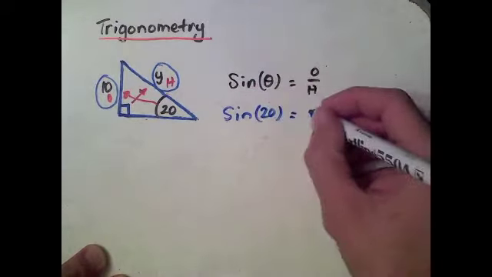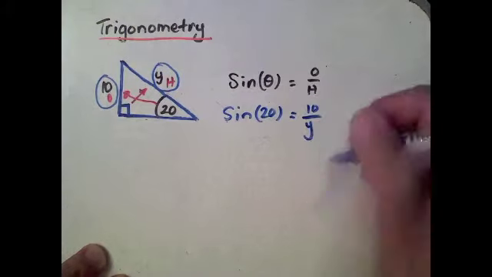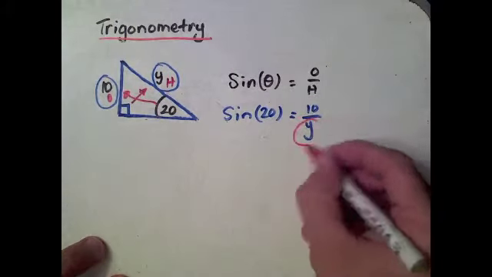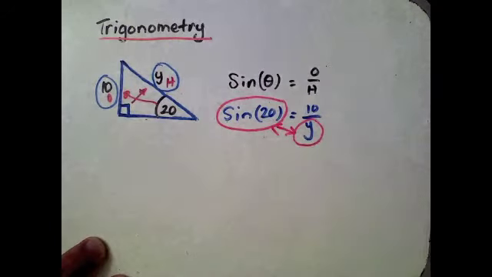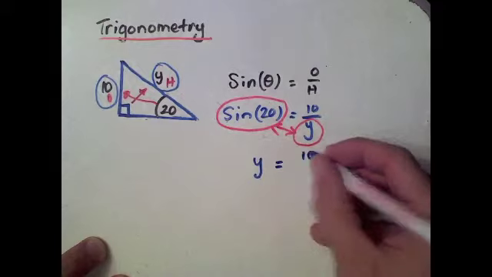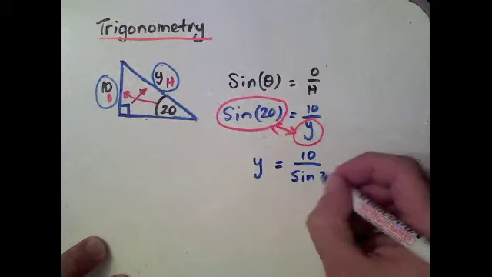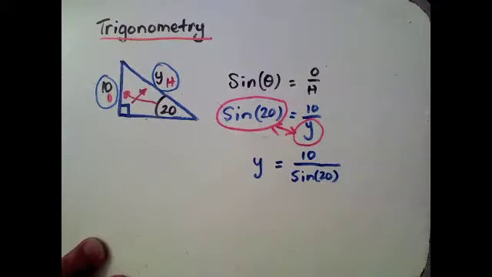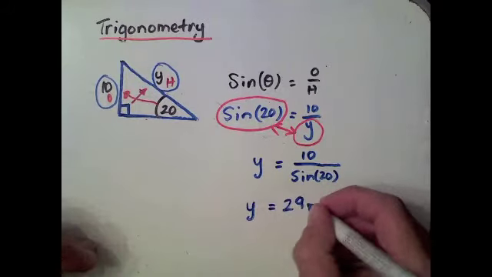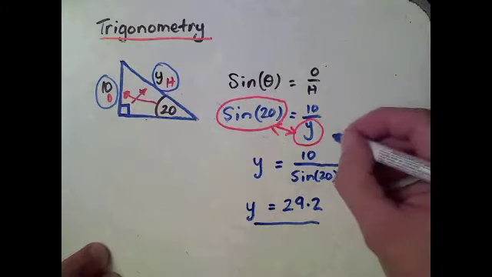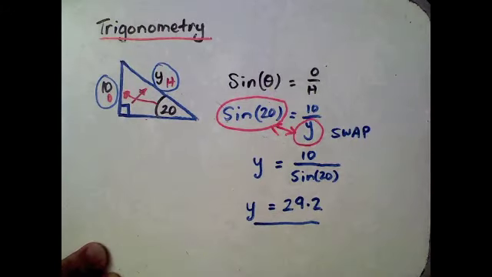Sine of 20 is equal to 10 divided by Y. And our letter's on the bottom, so we can swap that with the sine of 20. Swap those two to get Y on the left is equal to 10 divided by sine of 20. Remembering the sine 20 goes on the bottom part of our fraction. We use our calculator to solve this to get Y is equal to 29.2. And so all we have to do there is just swap those. Nice and easy.